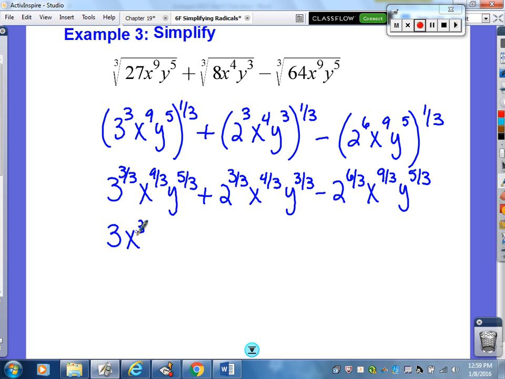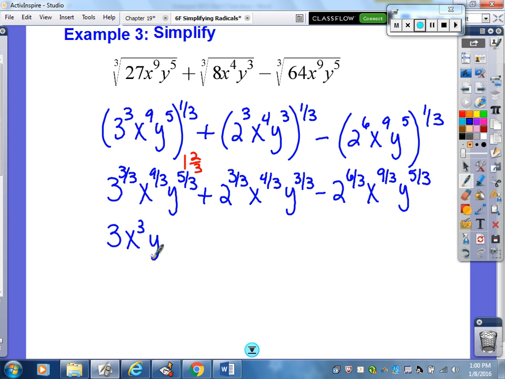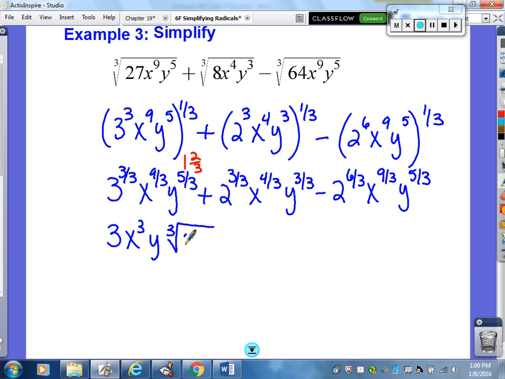All right, my 5/3 here, I can rewrite that. 5/3 is what? 1 and 2/3. So that means what? A y comes out and a y squared stays in.